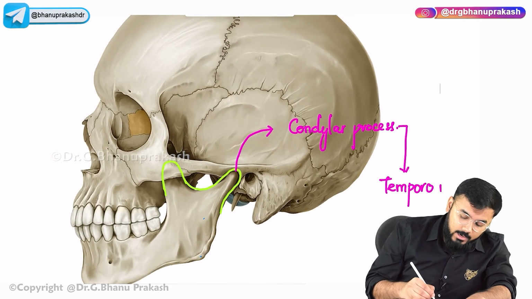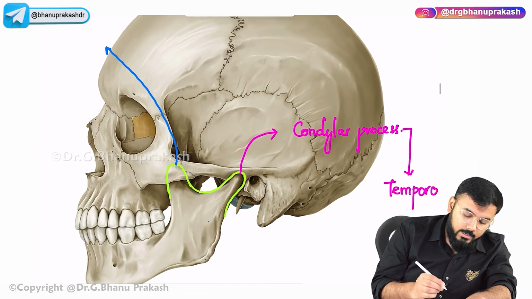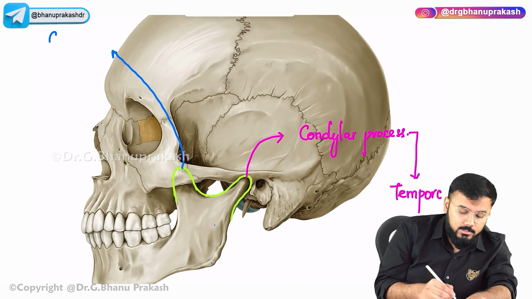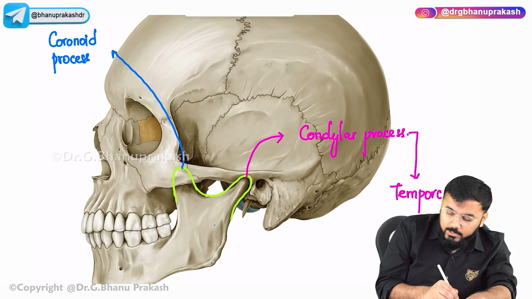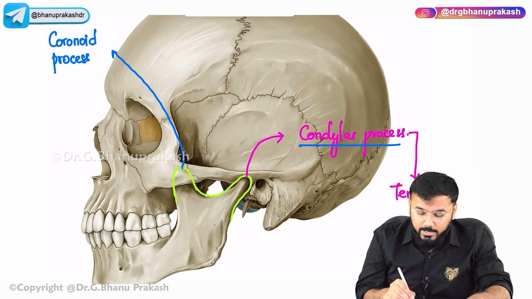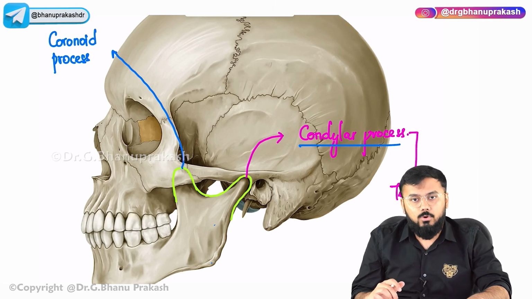Next, after this condylar process, this particular part over here is called what? This is called your coronoid process. So you have one called the condylar process, and the other one called the coronoid process.